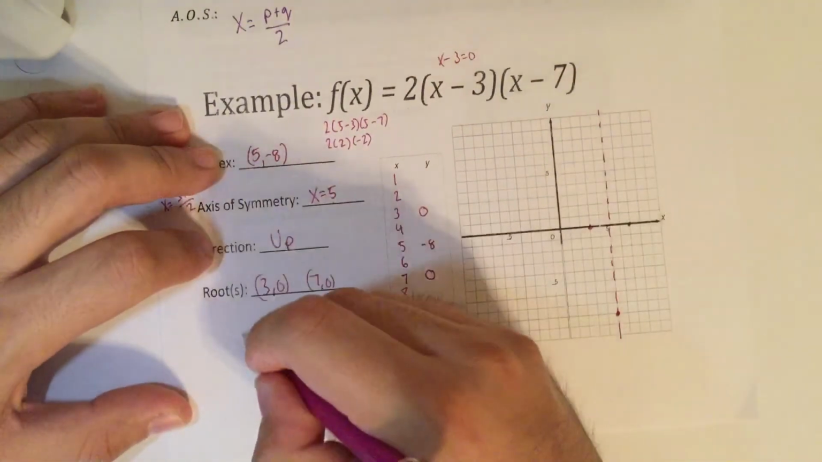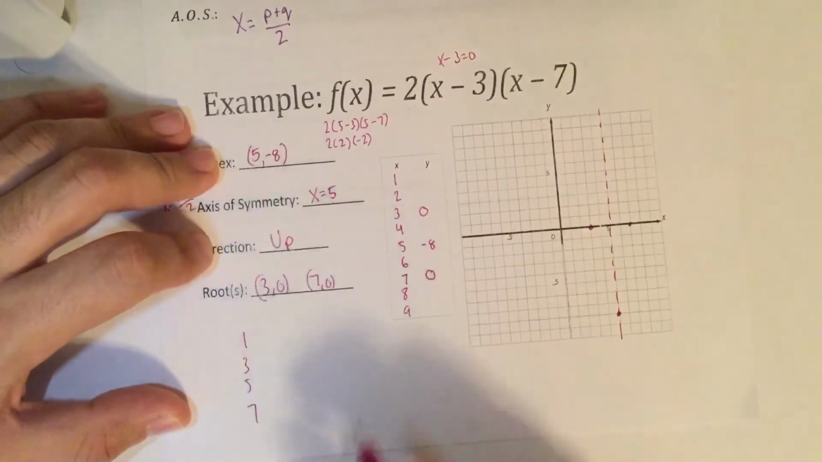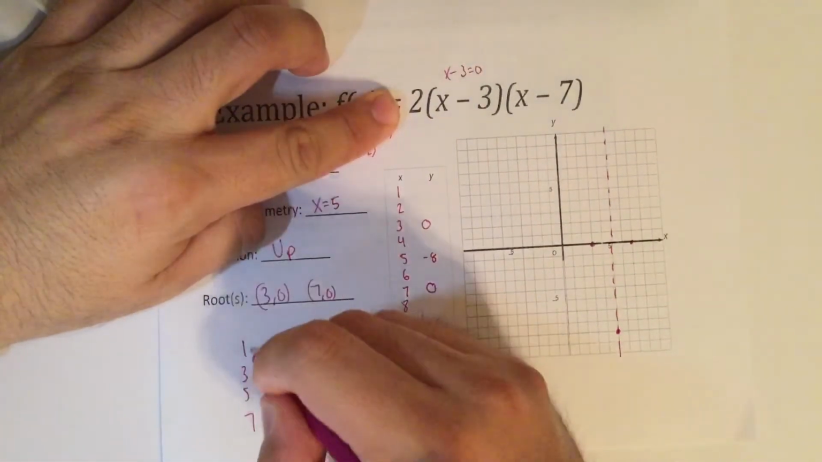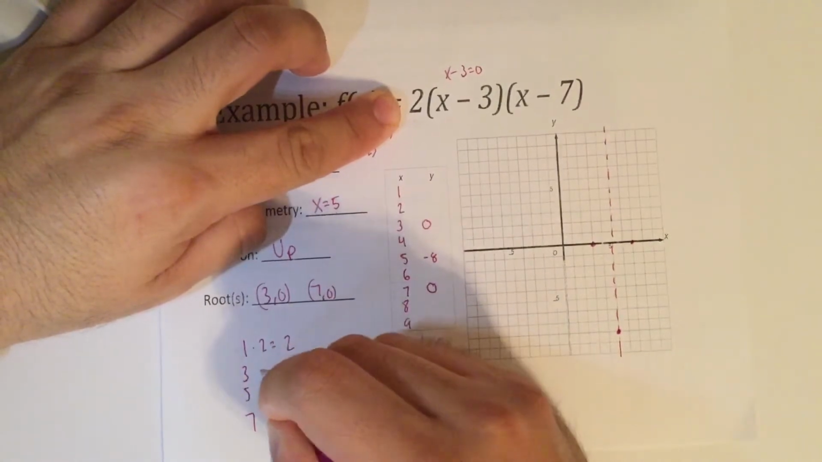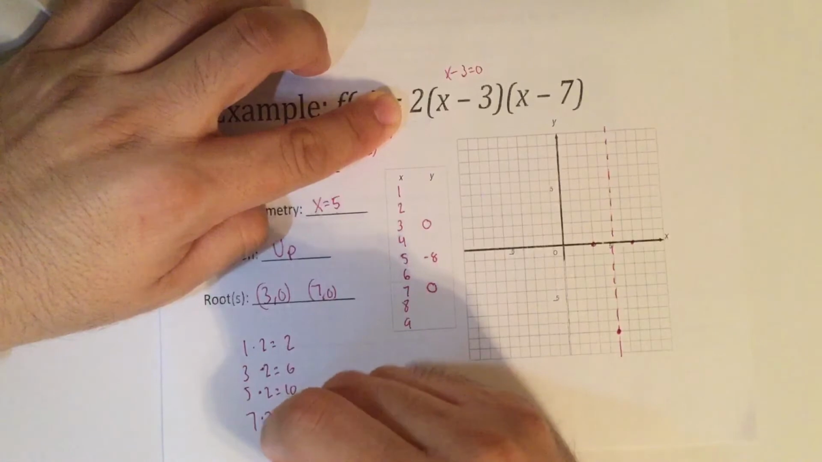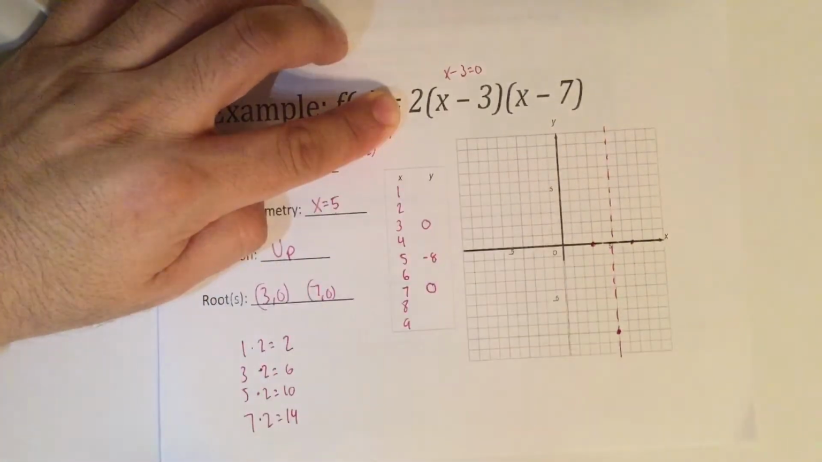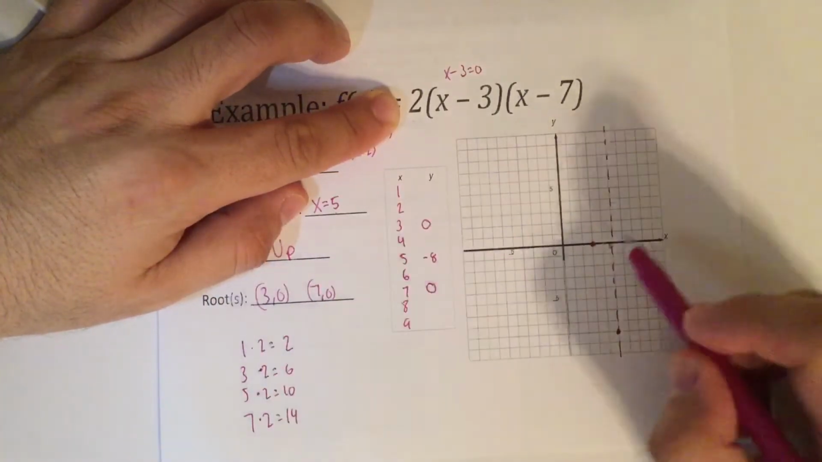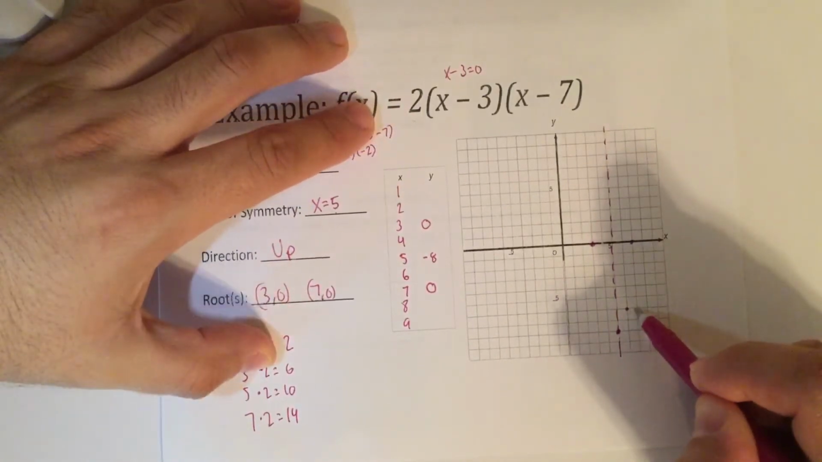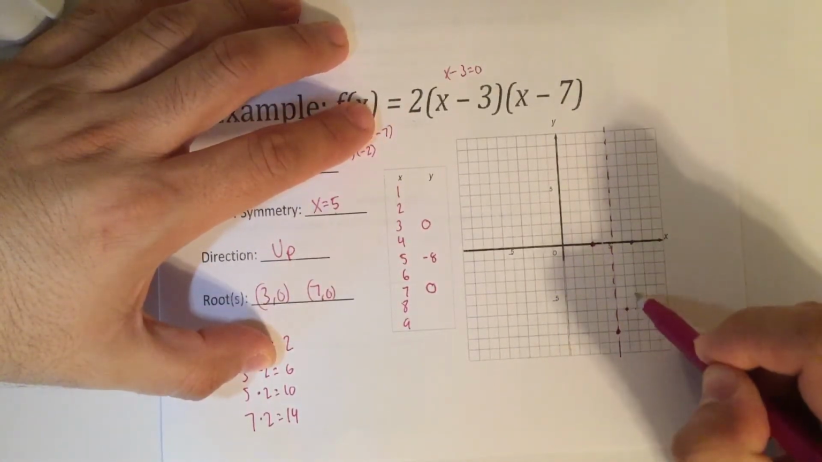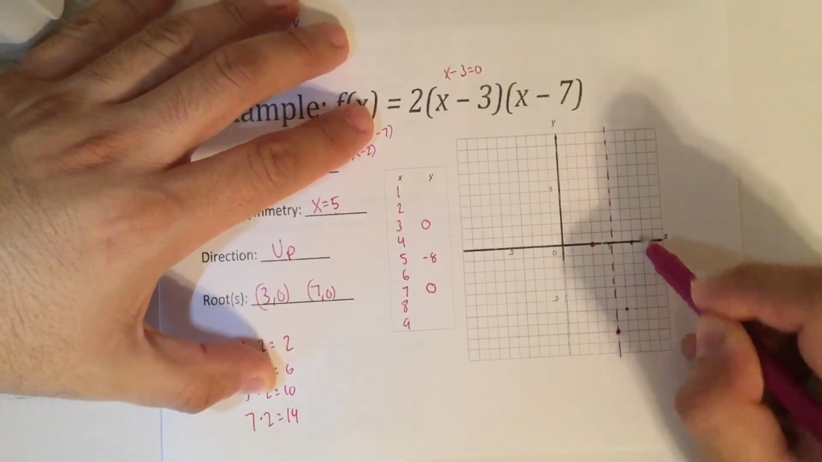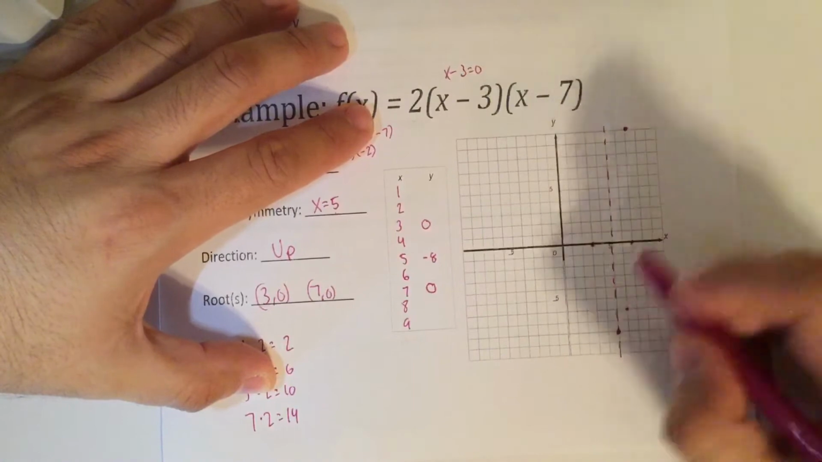Okay, so 1, 3, 5, 7. My A value in this case was 2, so I multiply each one of these by 2. And we're going to see this probably goes off the graph pretty quickly. So from the vertex, right 1, that's a positive 2, so up 2. Right 1, up 6, and 1, 2, 3, 4, 5, 6. That point was right. Right 1, and then up 10. And that's as much as I can do.